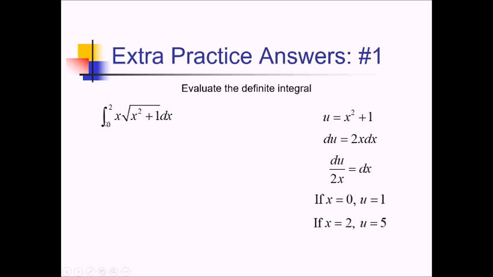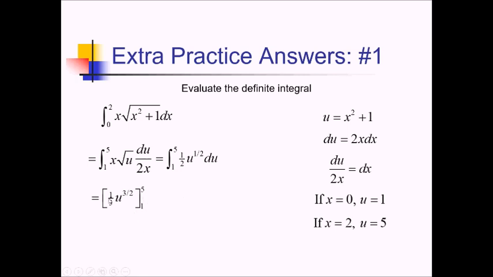I can rewrite this as the integral from 1 to 5 of x times the square root of u, and then we have du over 2x instead of dx. The x's are going to cancel, and I can rewrite this as u to the 1/2 power, so 1/2 u to the 1/2, kind of interesting there. And now using the reverse power rule for my antiderivative, this bumps up to a 3 over 2, multiplying by 2/3. That's going to be 1/3 u to the 3/2, all of that evaluated from 1 to 5.